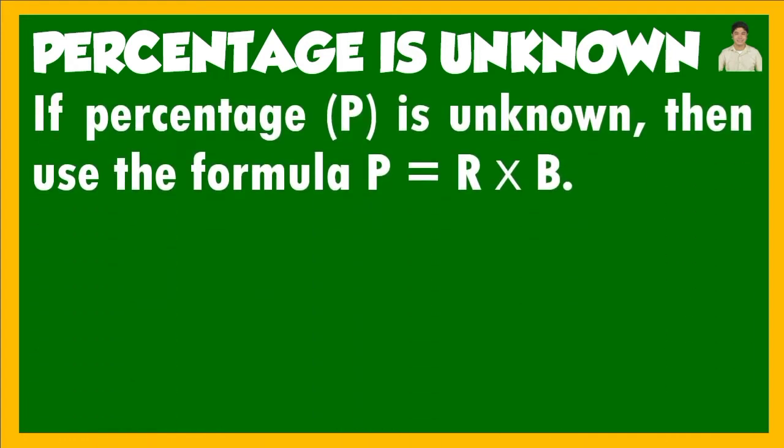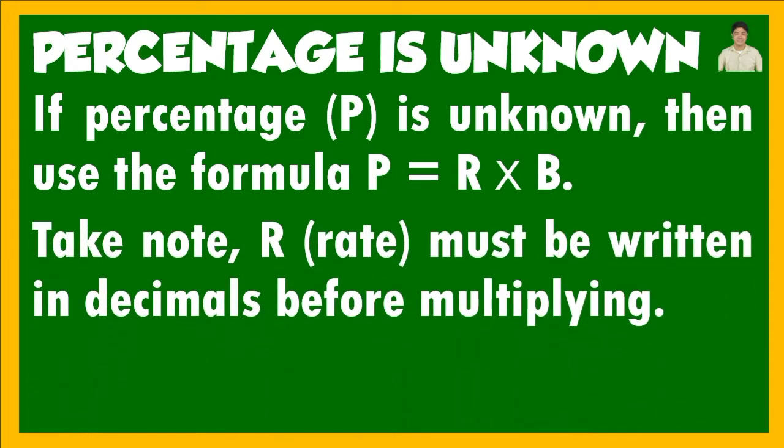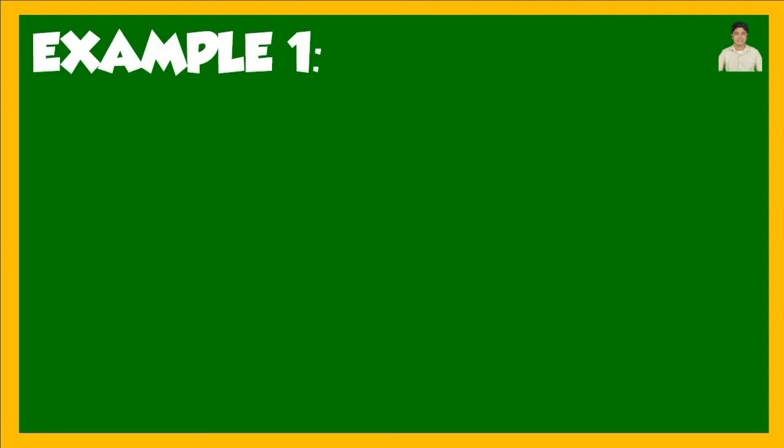If percentage or P is the unknown, then use the formula P is equal to R times B. That is percentage equals rate times base. Take note, R or the rate must be written in decimals before multiplying. So kapag naka-percentage, kailangan po natin yan i-change into decimals muna bago natin i-multiply. So let's have example number 1.